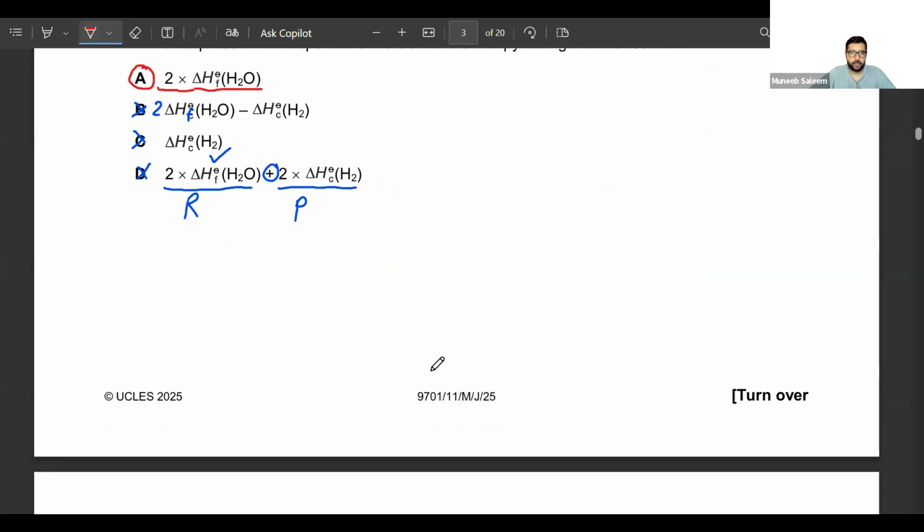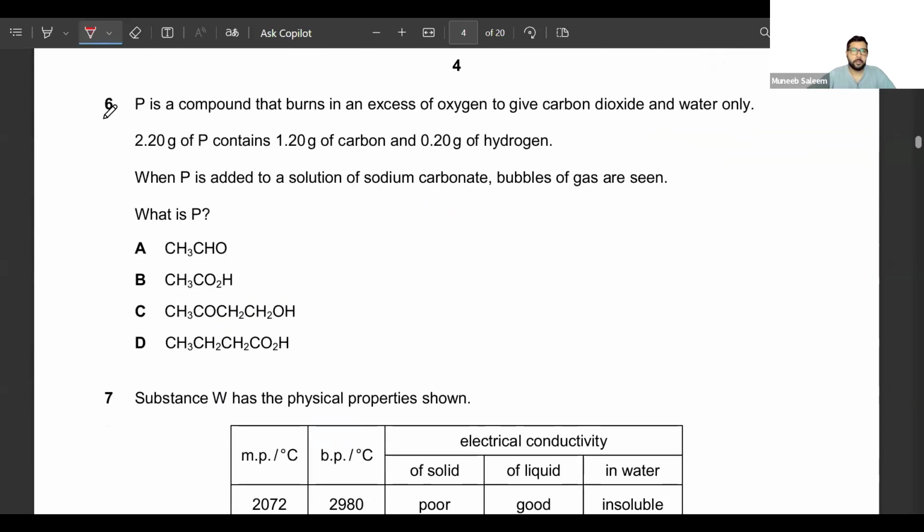Now the next question, number 6. In this question, P is a compound that burns in an excess of oxygen to give carbon dioxide and water, and we are provided with the mass of the carbon and the mass of hydrogen present in the P compound. The P also reacts with sodium carbonate to produce bubbles of gas.